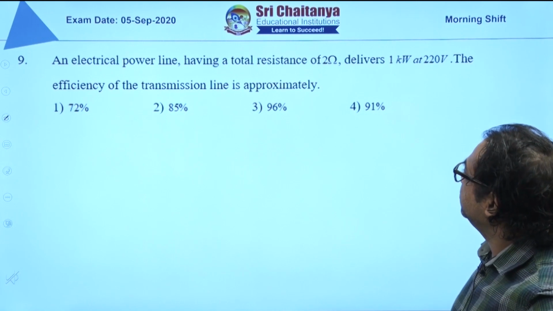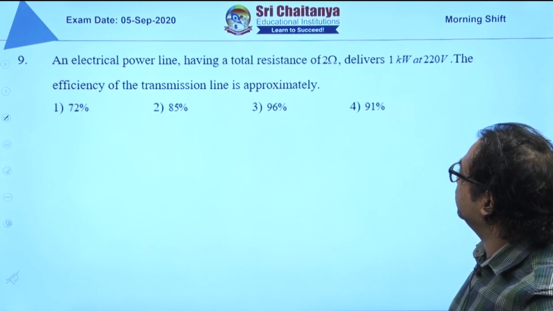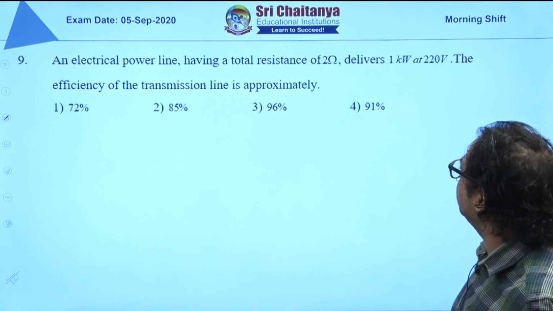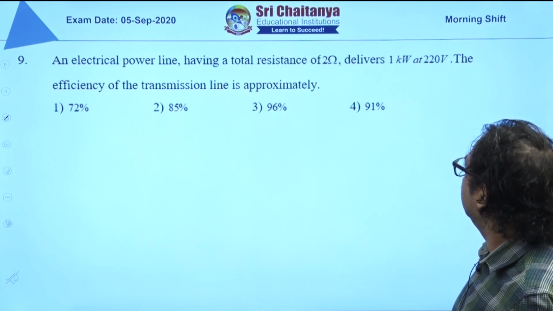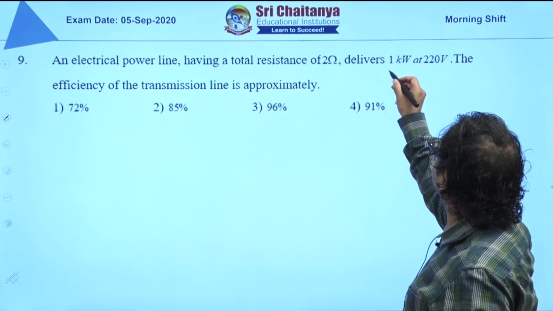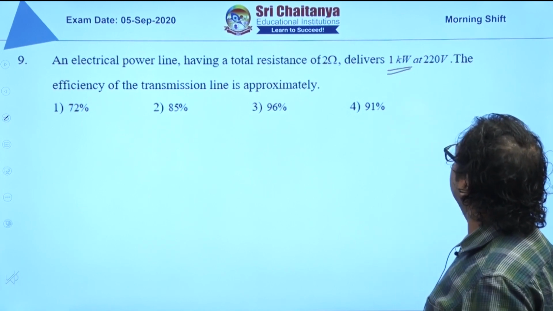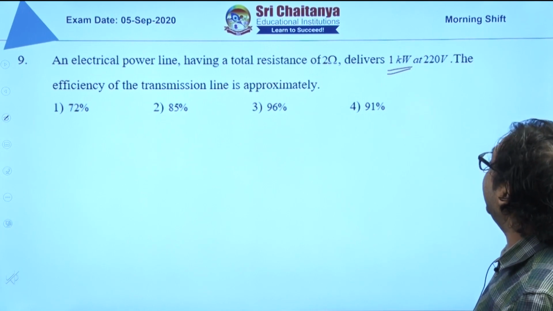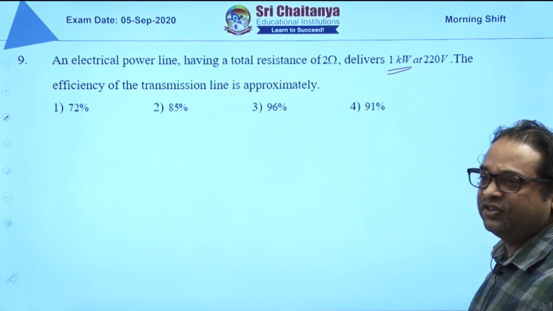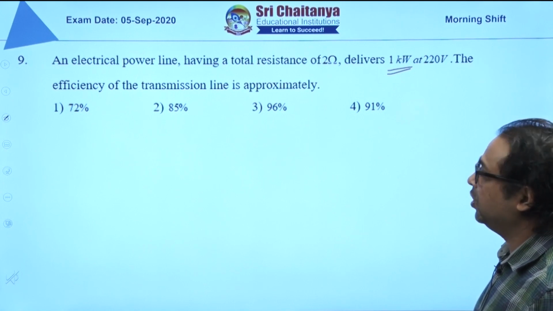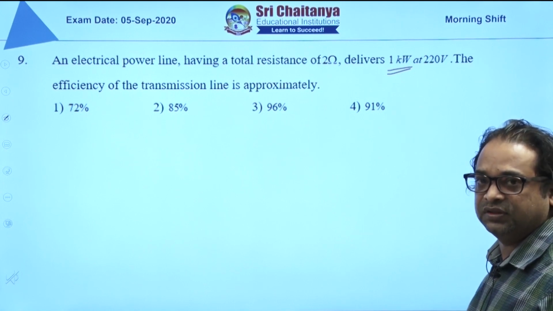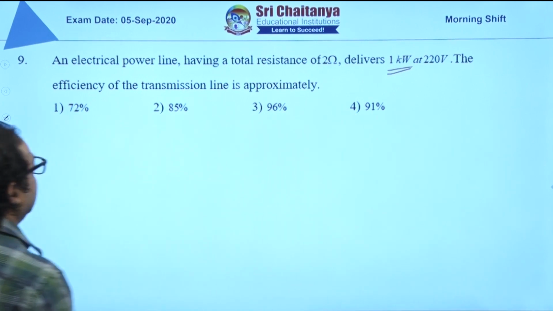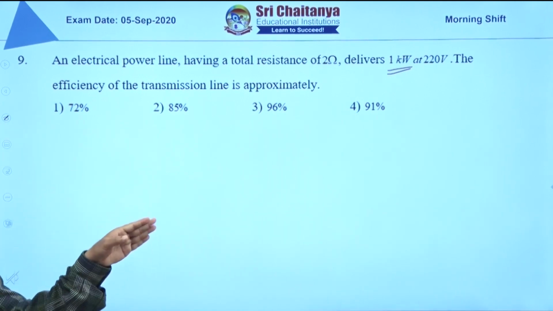Here it is given that an electrical power line, meaning a transmission line having total resistance 2 ohm, delivers 1 kilowatt. This is the power, 1 kilowatt, at 220 voltage. What is the efficiency of transmission? What do you mean by efficiency? As the name suggests, it is supplying certain power, but there is certain loss.